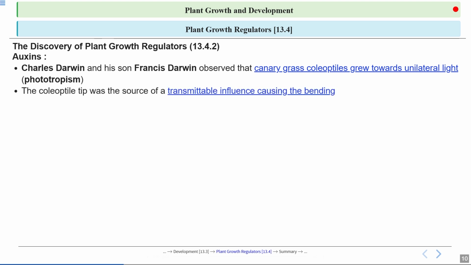The coleoptile was a source of transmissible influence causing the bending. So Francis Darwin and Charles Darwin observed that only the tip moves first. So what they did, they cut the tip. And what happens then? F. W. Went isolated auxin from the tip of the oat seedling coleoptile. And when the tip was cut, the coleoptile was not moving towards the light. So it means that the tip is having some chemical in it. So F. W. Went isolated a chemical from the tip of the coleoptile, and that is called auxin.